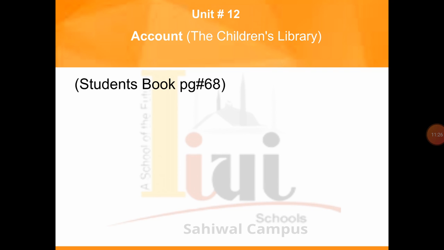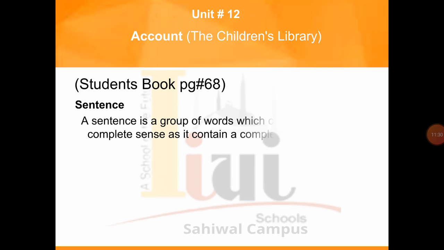Come to the student's book, page number 69, where the topic begins: the sentence. We are going to learn what a sentence is and what the parts of a sentence are. First of all, we have to see what a sentence is. A sentence is a group of words which conveys a complete sense as it contains a complete verb.